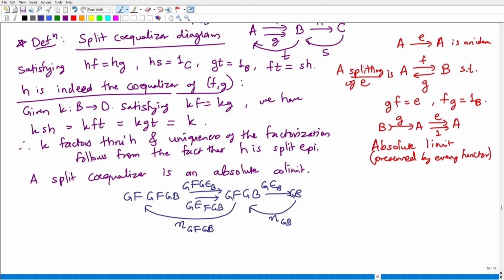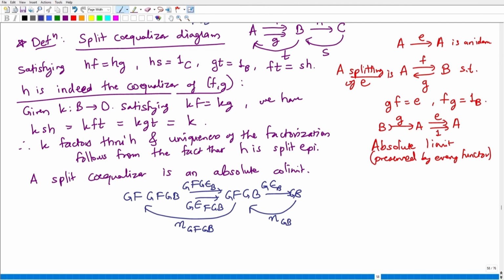Yes, we are using the triangles. That triangle is actually going to GFGB, and from GFGB to eta sub GFGB, followed by this.